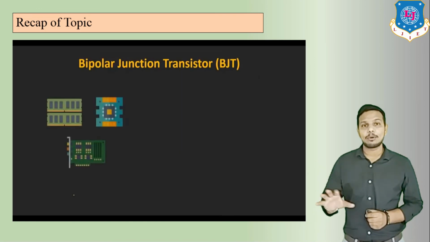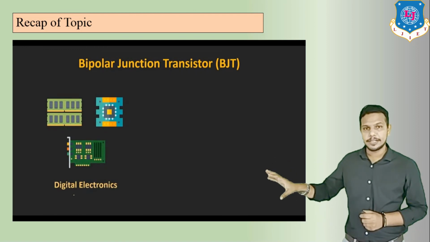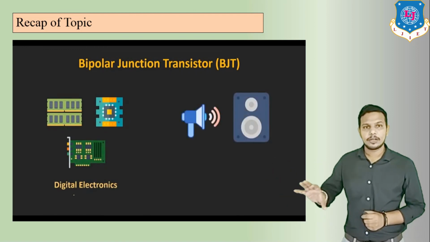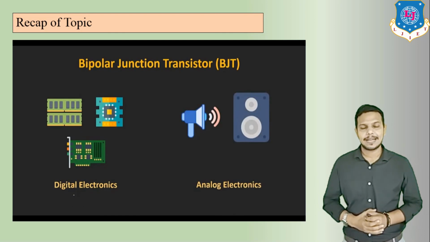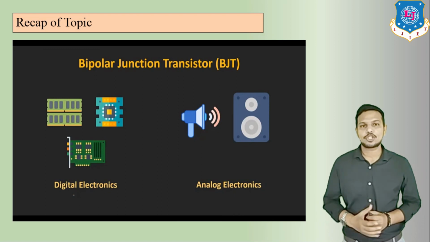So this is the bipolar junction transistor as we discussed in today's lecture. This is very important, and its applications are in digital electronics or analog electronics, like an amplifier and many more, transmitter and receiver. So this is the recap of today's topic.